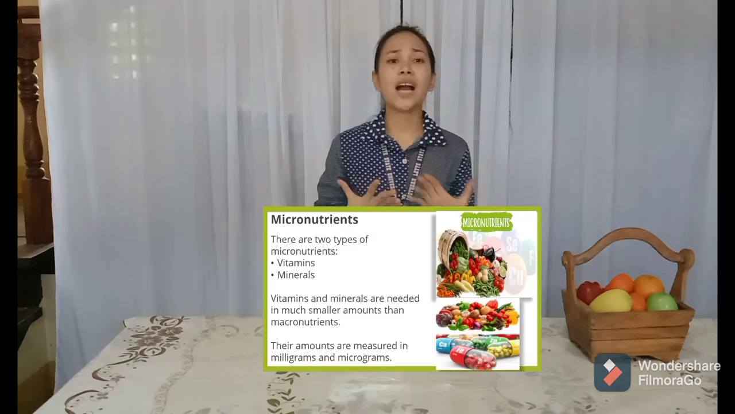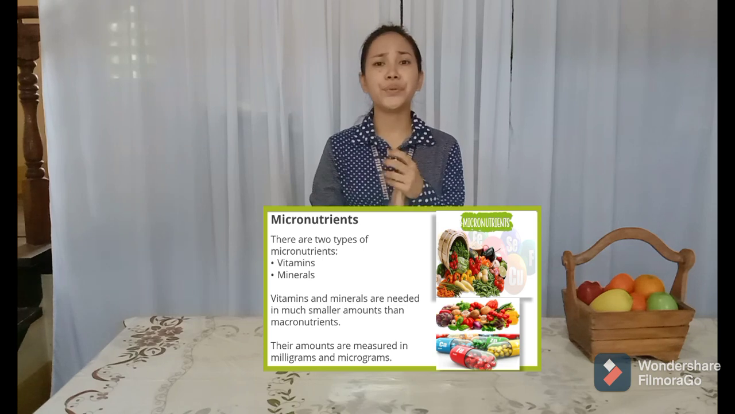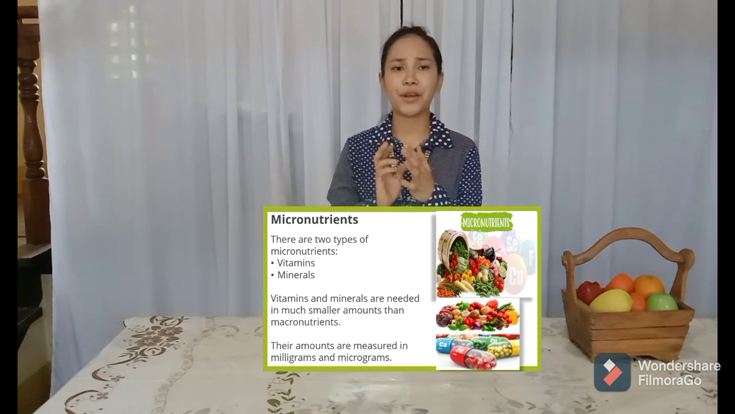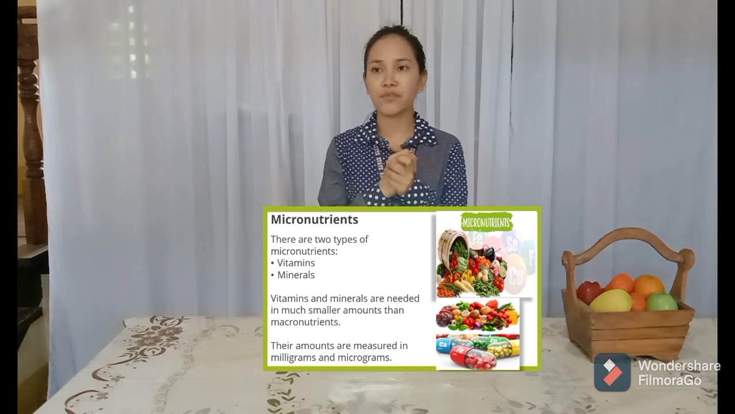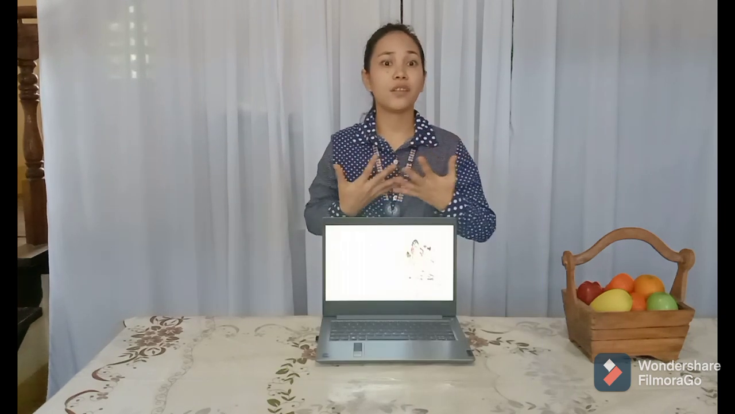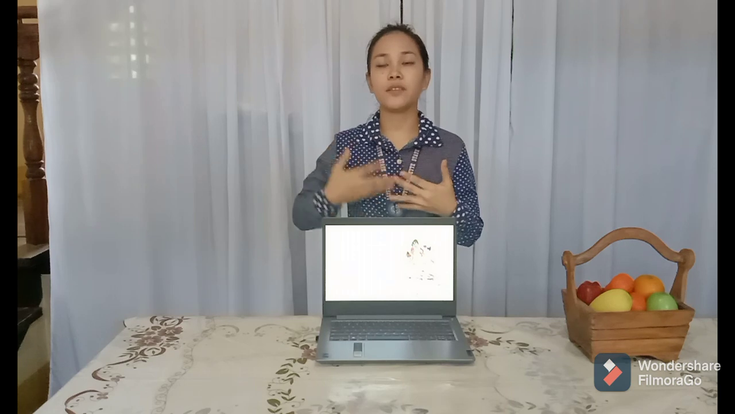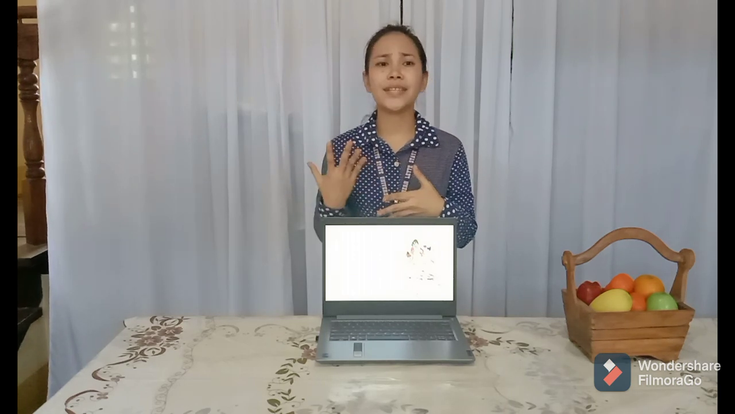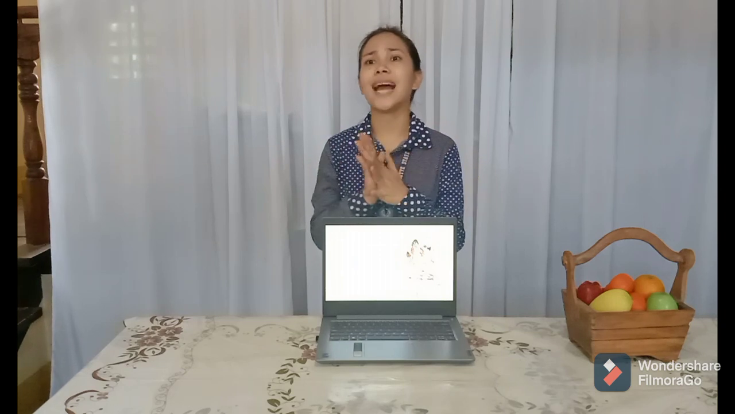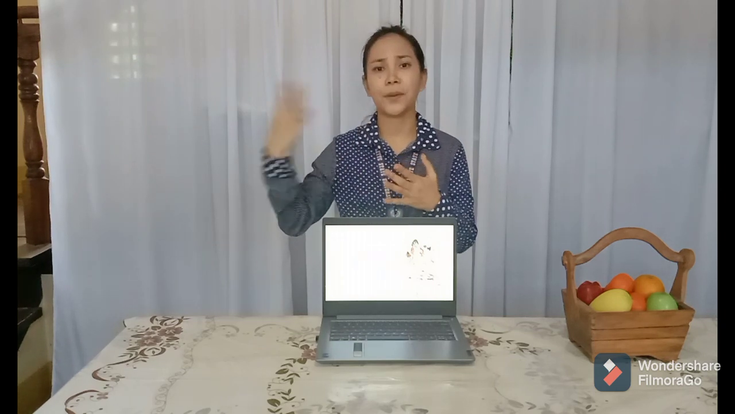Then next, we're going to tackle the micronutrients. So there are two types of micronutrients. These are the vitamins and the minerals. Micro means a small amount, and nutrients are something that nourishes your body. So vitamins and minerals are needed in much smaller amounts than macronutrients, which are needed in larger amounts.